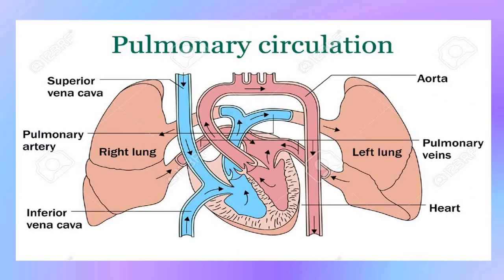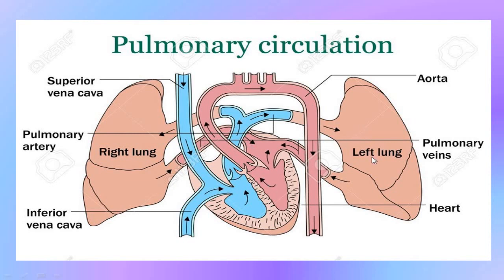Now the first one is pulmonary circulation. In pulmonary circulation you can see that these are the two auricles. This is the right auricle, this one is the left auricle. This is the right ventricle and this one is the left ventricle. And in the previous lecture you learned that the right part of the heart receives deoxygenated blood, and the left part receives oxygenated blood.